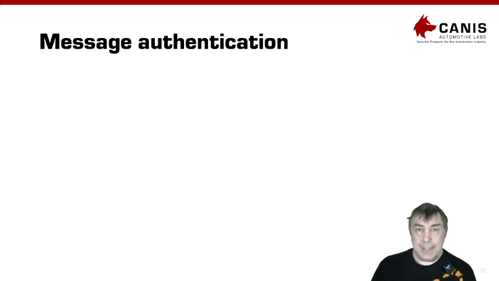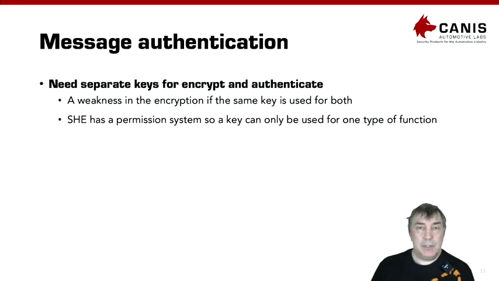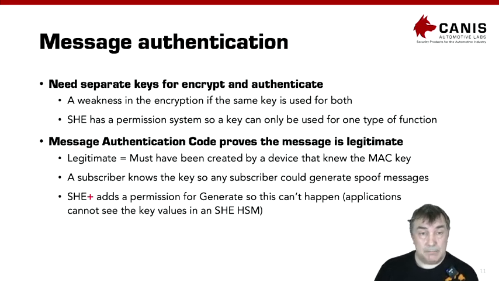So we've been talking about message authentication a little bit so far. It's important to dive in a bit in detail here about exactly how that works. Message authentication requires a separate key from the encryption key. That's in order to avoid certain weaknesses in the encryption algorithm if you try and share keys. And the SHE standard for hardware security modules has a permissions scheme so that a key can be defined as an authentication key or an encryption key, but it can't be used for both. And that's to protect against this weakness.